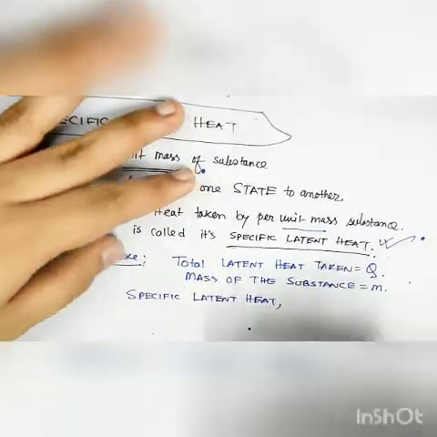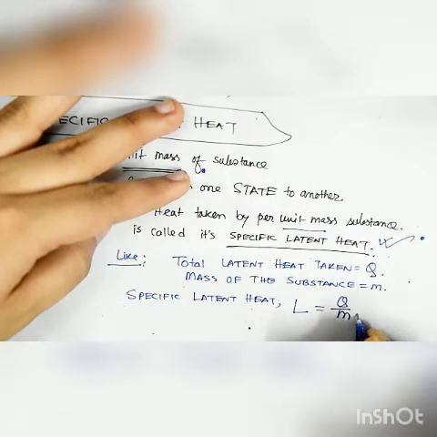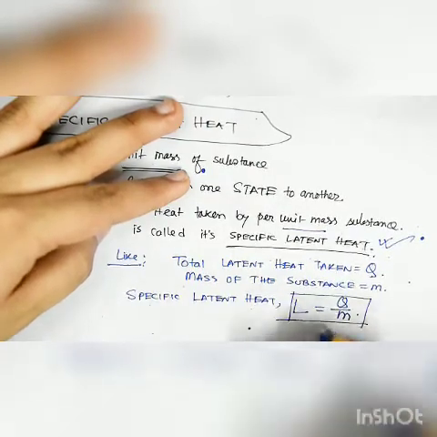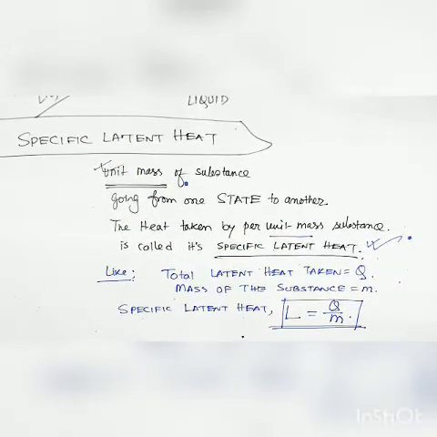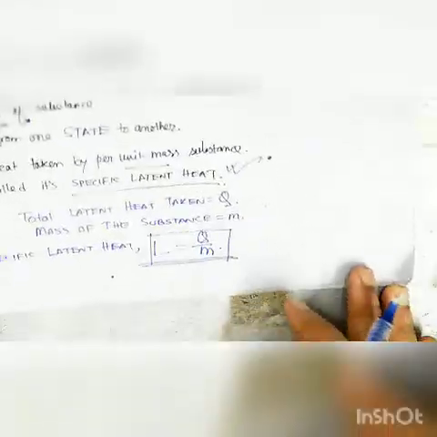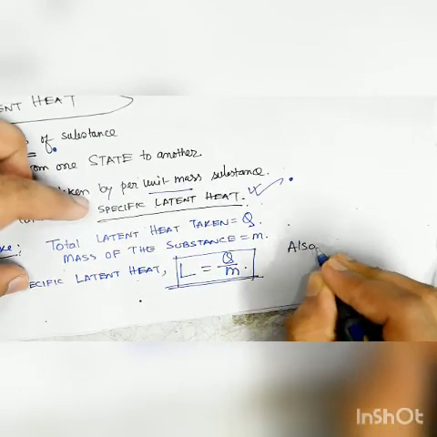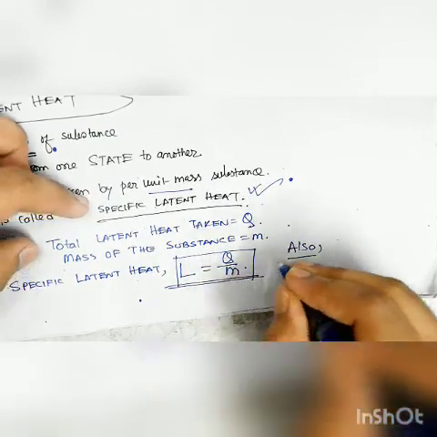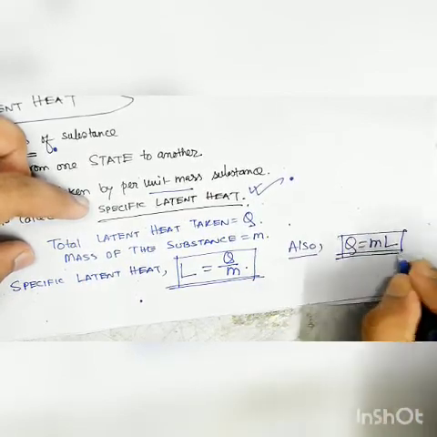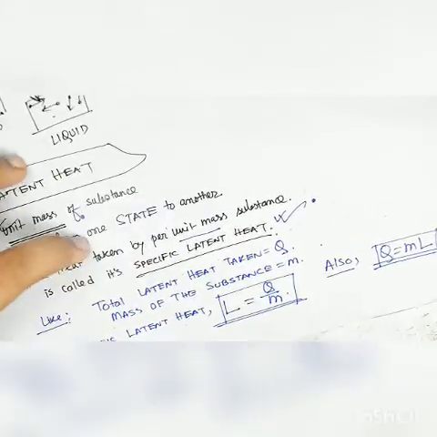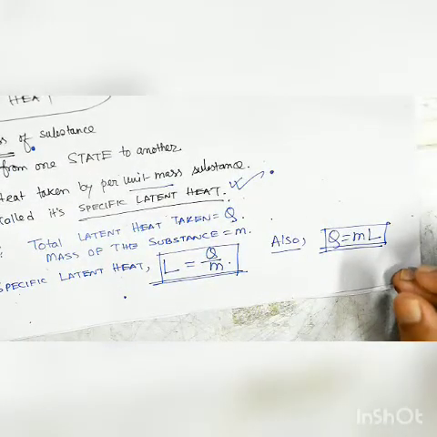The specific latent heat is expressed by L, and it is total heat divided by mass: L = Q/m. This is the mathematical expression of specific latent heat. This formula will also be used as cross multiplication: m into L is Q. This will be very much used in latent heat numericals.